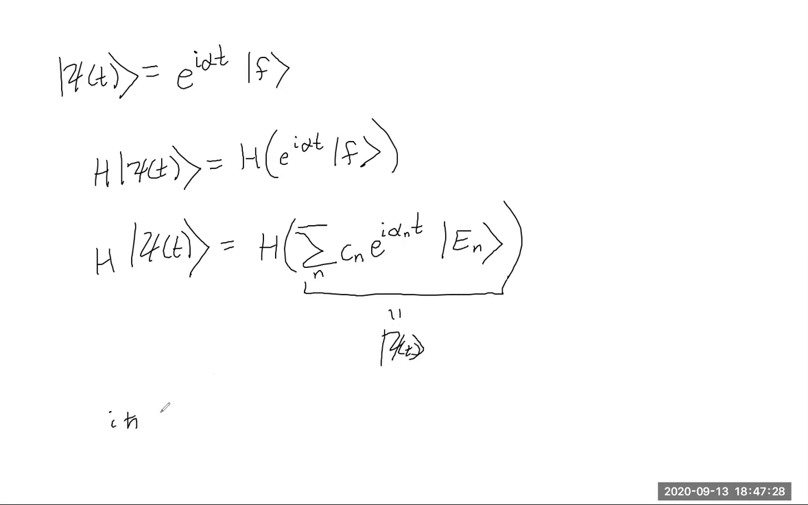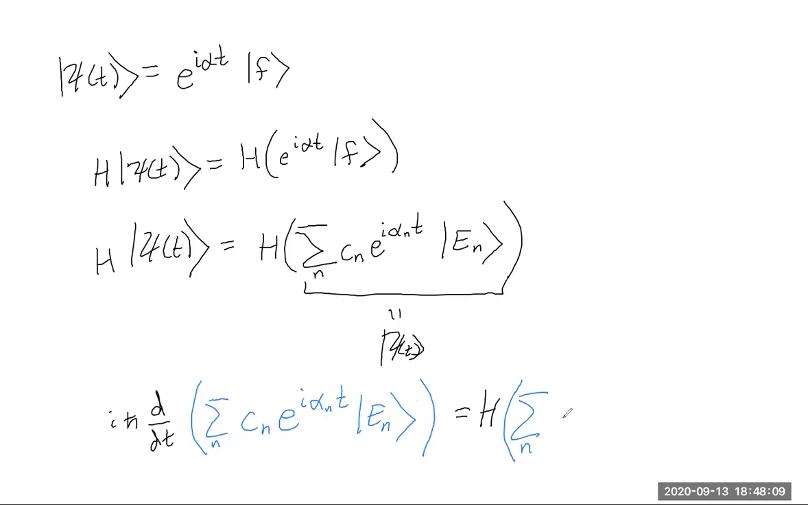So I have i h bar, the derivative with respect to time of the state psi, which is the sum over n of C sub n e to the i alpha n t, where this alpha n may be different for different states, who knows, times some eigenvector e sub n. And this is equal to the Hamiltonian acting on the state, which is the sum over n, C sub n, e to the i alpha n t times the eigenvector or eigenstate e sub n. That's where we are.